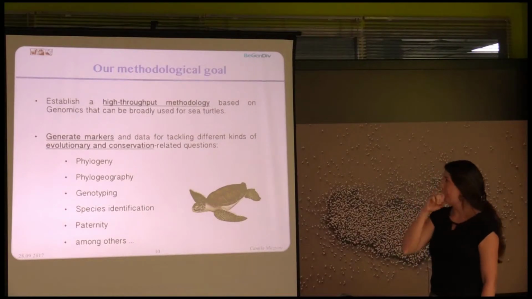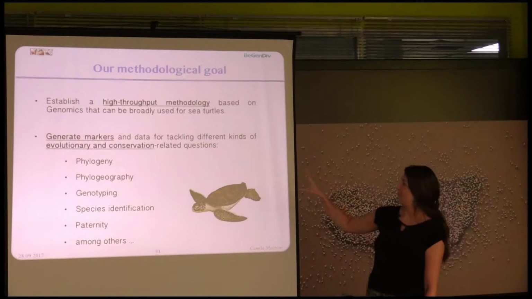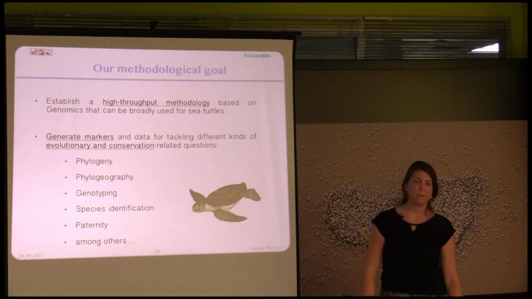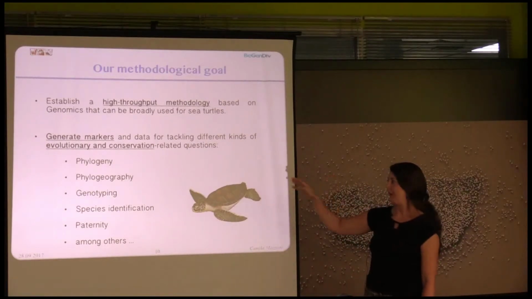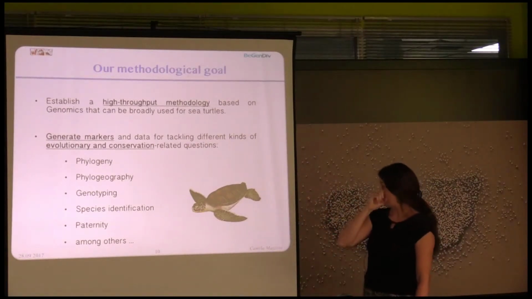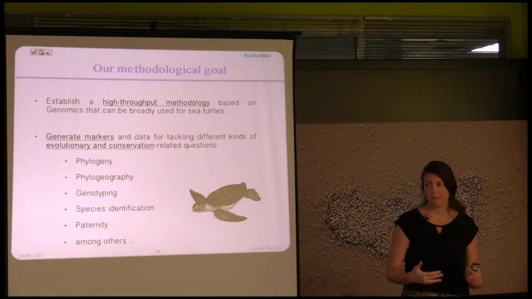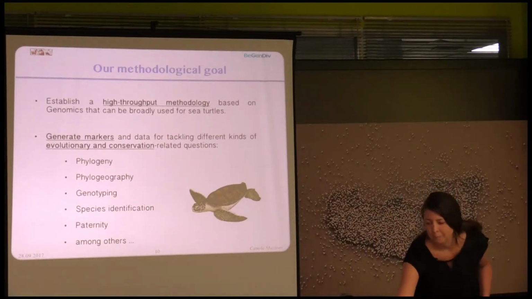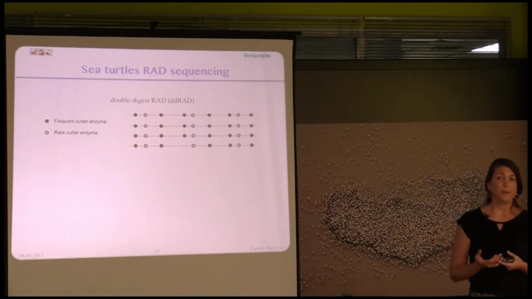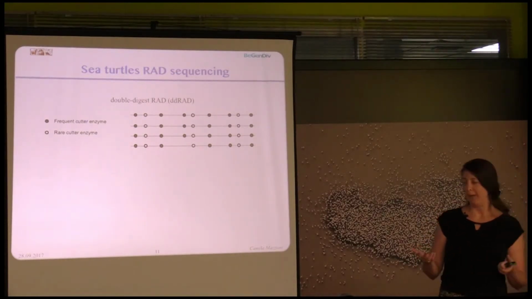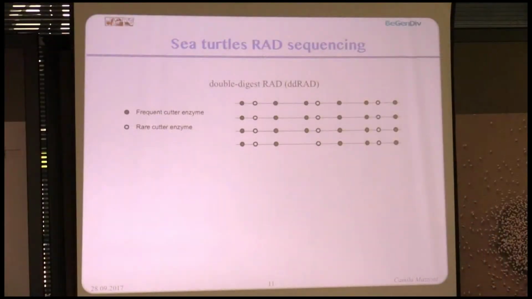With this high-throughput methodology, we wanted to generate genetic markers that could be used for different evolutionary and conservation genetic related questions. So phylogeny, phylogeography, genotyping, species identification, but also paternity tests, and so on. The methodology that we have chosen is one of the RAD sequencing methods. It's called the double digest RAD. I'm going to explain this very briefly.